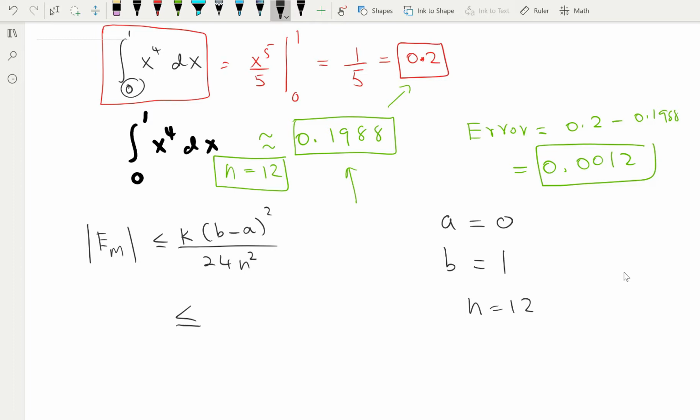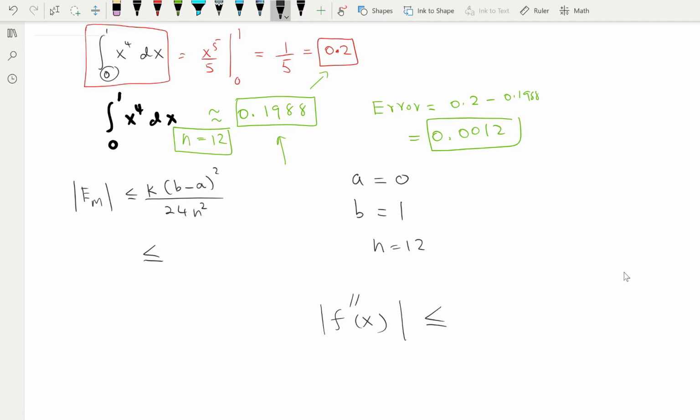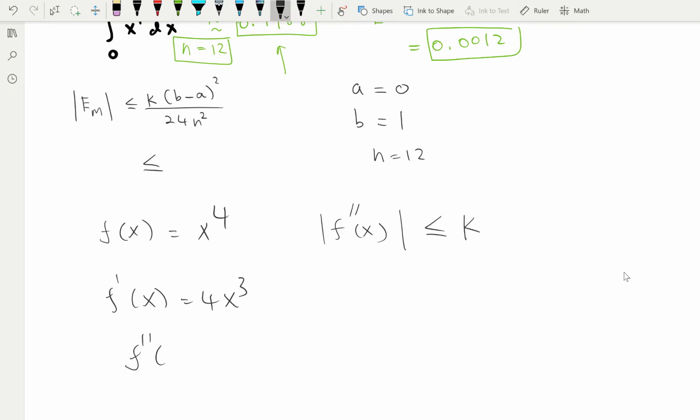All we need is capital K. What is K? By definition, K is the bound for the absolute value of the second derivative of the function. Now the function is x to the 4. First we have to calculate the second derivative, right? The first derivative is 4x cubed. The second derivative, if you differentiate once more, is 12x squared. Now 12x squared is the second derivative. The absolute value of the second derivative is the absolute value of 12x squared.